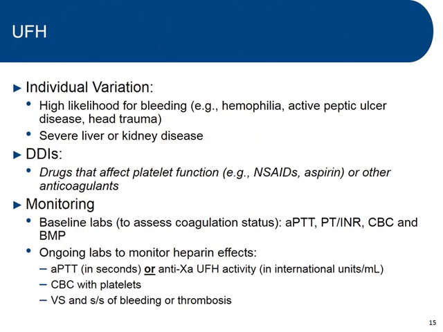So moving on, let's talk about individual variation that's of importance with unfractionated heparin. So first of all, patients with a high likelihood for bleeding, such as patients with hemophilia, active peptic ulcer disease, or head trauma. And there are other examples. These are just some of the examples of patients that would be at risk for bleeding. Those patients, we would be very cautious using heparin in any of those cases. And for many of those, we may not use heparin at all.